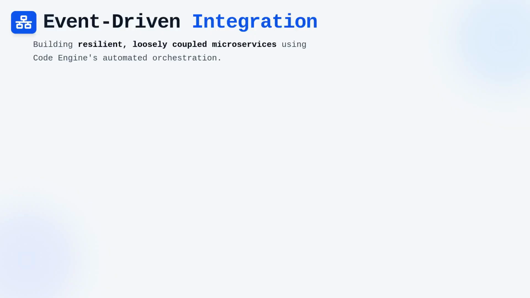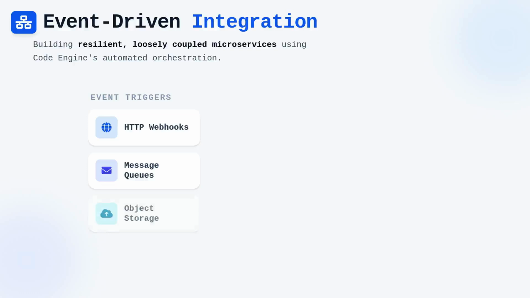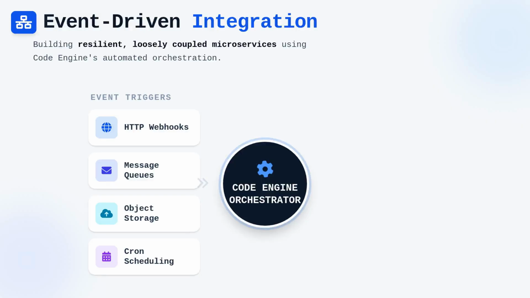Integration is an essential trait of modern cloud architecture, and Code Engine excels by supporting diverse event triggers to stimulate your workflows. You can easily connect your applications to HTTP webhooks, incoming message queues, cloud object storage events, or even time-based cron scheduling. When an event occurs, such as a file upload to an object storage bucket, Code Engine can automatically trigger the relevant code execution to process that file in an asynchronous manner.